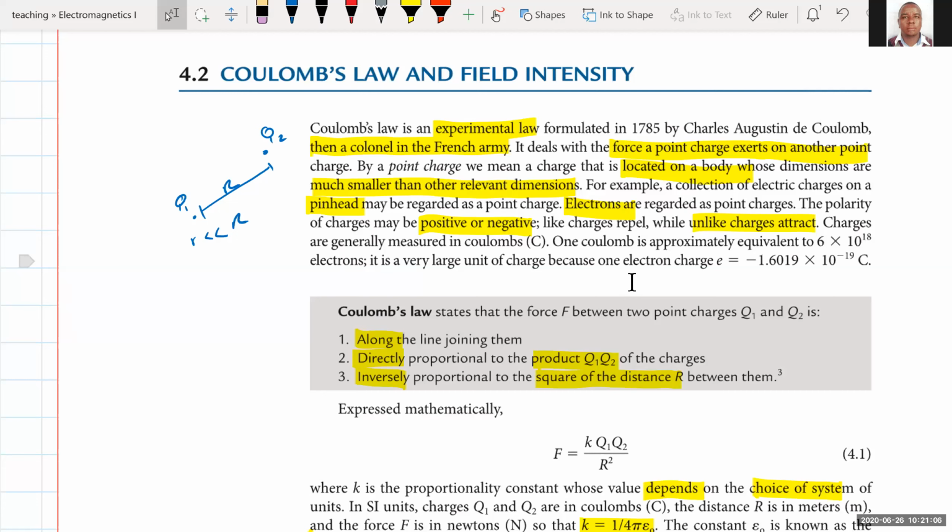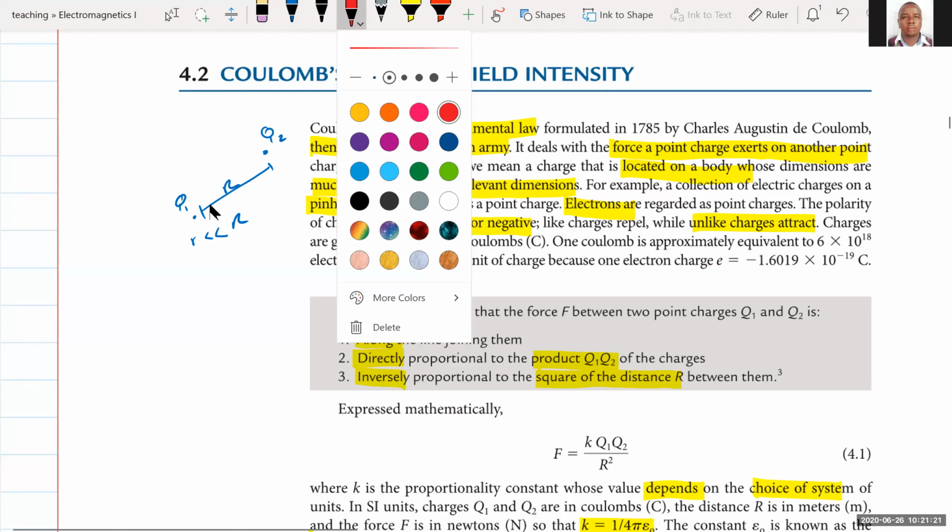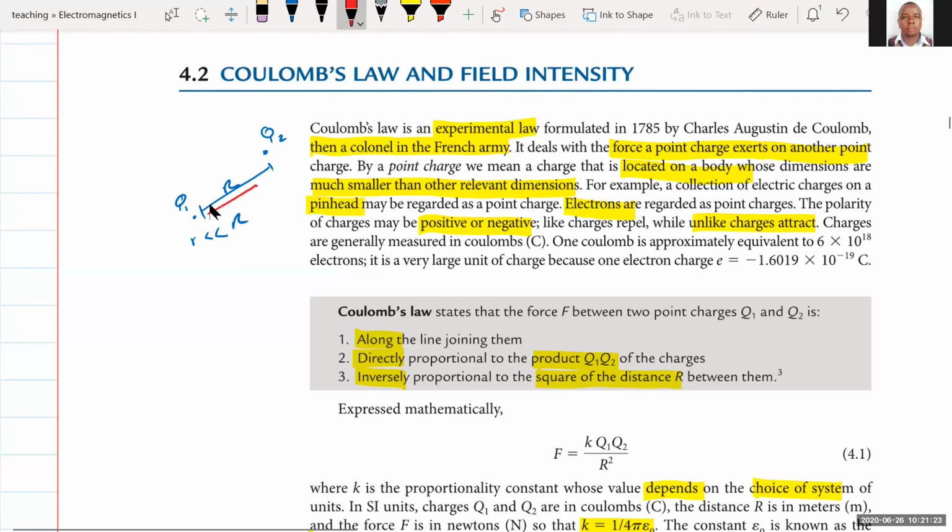The only thing that we need to mention is that Coulomb's law states that the force between two point charges, Q1 and Q2, is always along the line joining them. So the first word you need to know is "along". So it is either an attraction force or a repulsion force. If Q1 is attracting Q2, the force of attraction is acting along the line joining the two charges.